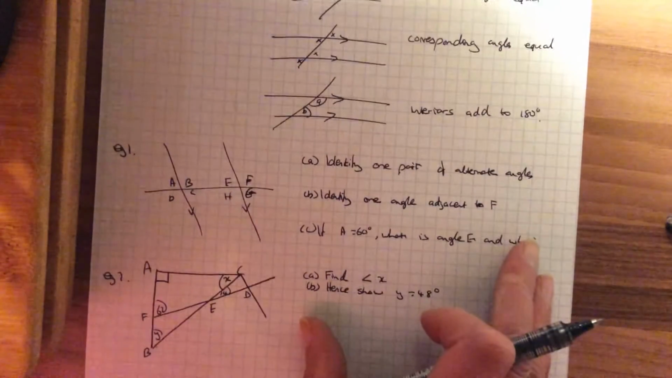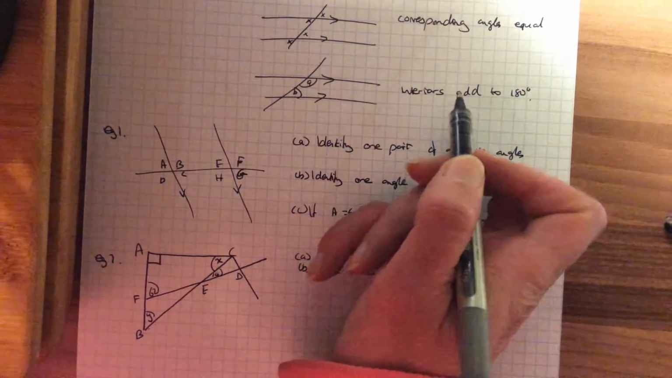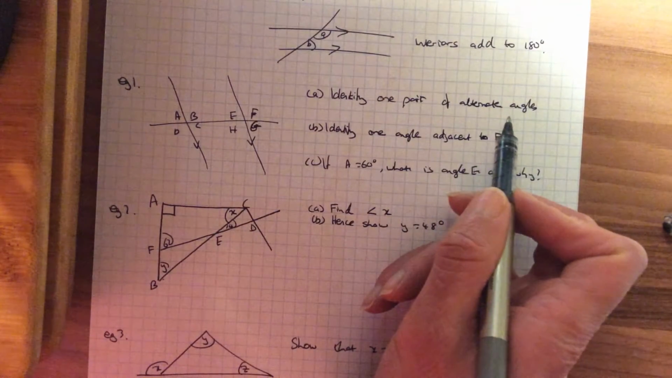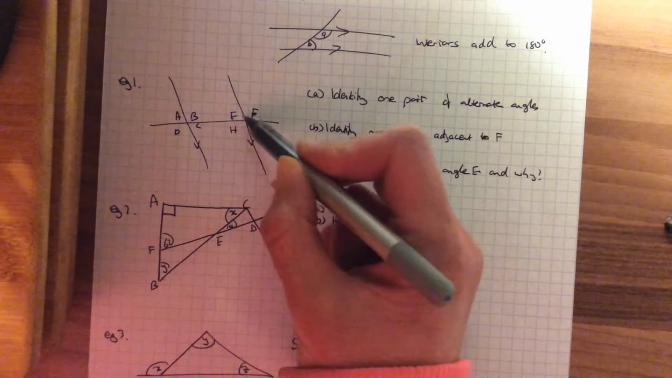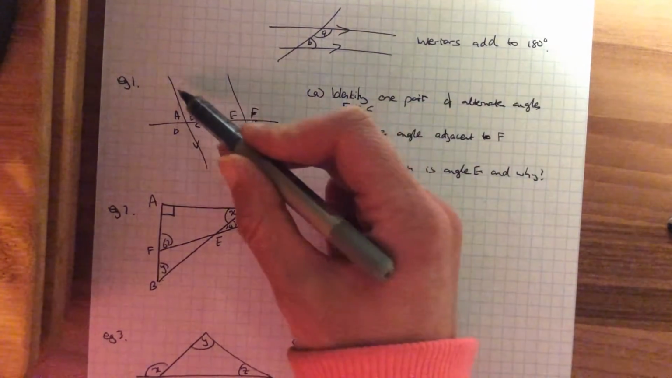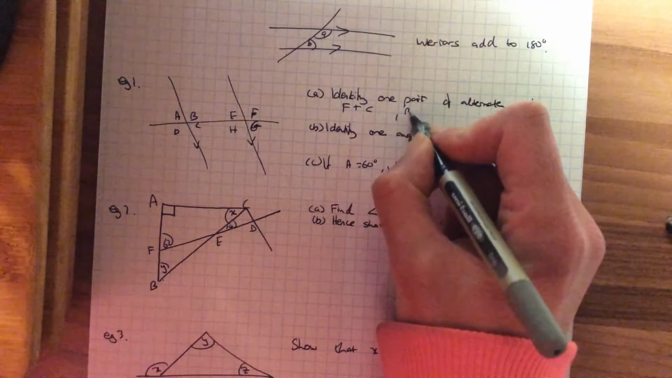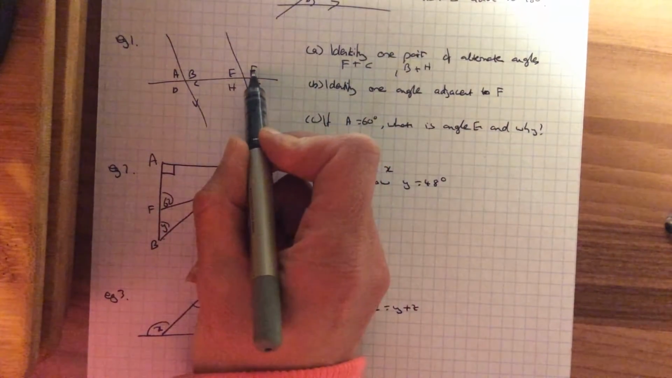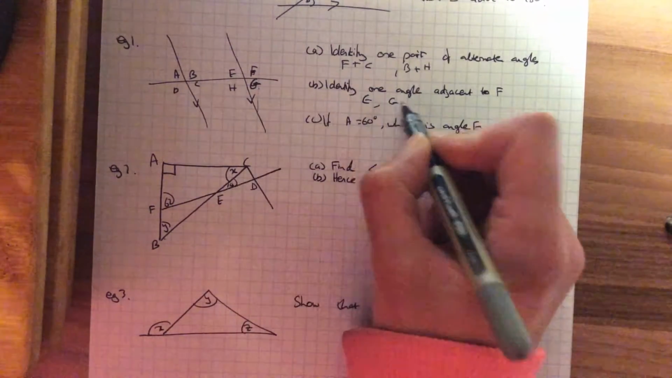So corresponding angles are equal. This one here, in between parallel lines, adds to 180, but the proper name is interiors add to 180. So in this question, it's wanting to look for a pair of alternate angles. Alternate is the Z angles. So if you watch the pen there, F and C would be alternate. Also, you can see it going this shape, B and H would be alternate. Adjacent means beside, so there's F, so you could say E, or there's F, G is beside it.